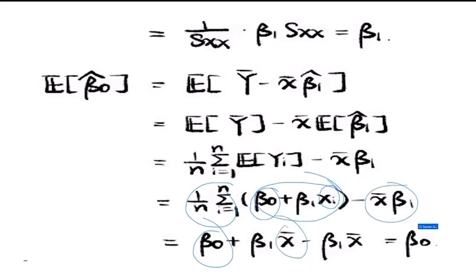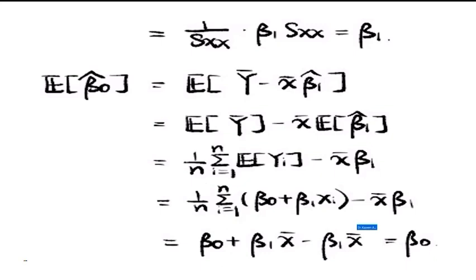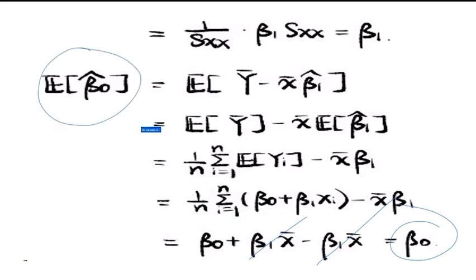And don't forget this term is here. This one cancels that one, and of course I'm going to have beta naught. This is how we prove that the expectation of beta naught cap is equal to beta naught. Take a look at the proof. This is how we're able to show that the least squares estimators are unbiased estimators, because the expectation of each gives the population parameter.